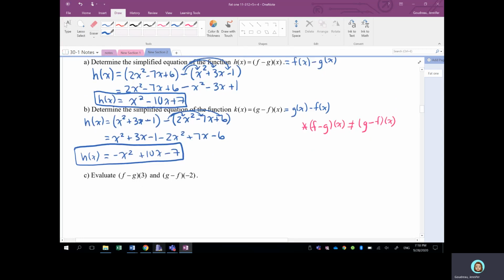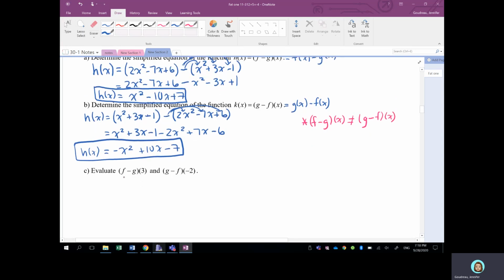f minus g is this h at x here. So this is the same as asking what is h at 3. So we can do that for f minus g. It's this first one up here. Actually, I also need to change this to a k. So this would be h at 3. Let's go ahead and do that.